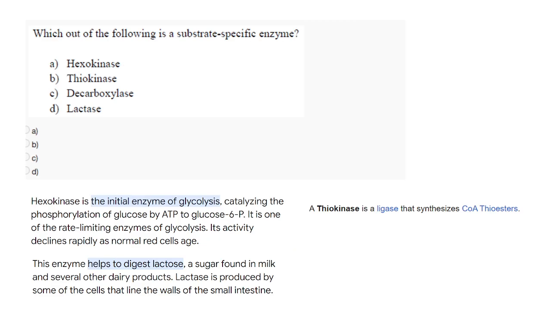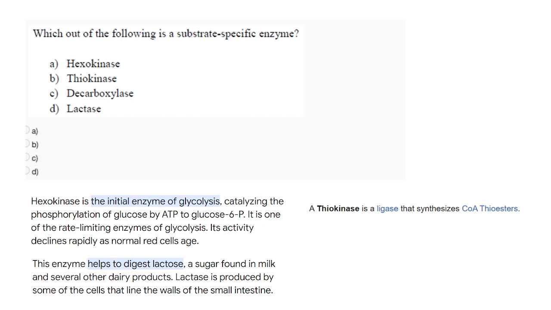Which of the following is a substrate specific enzyme? Hexokinase, thiokinase, decarboxylase, lactase. Hexokinase is the initial enzyme for glycolysis, catalyzing the phosphorylation of glucose by ATP to glucose 6 phosphate. So it is not specific toward the substrate.